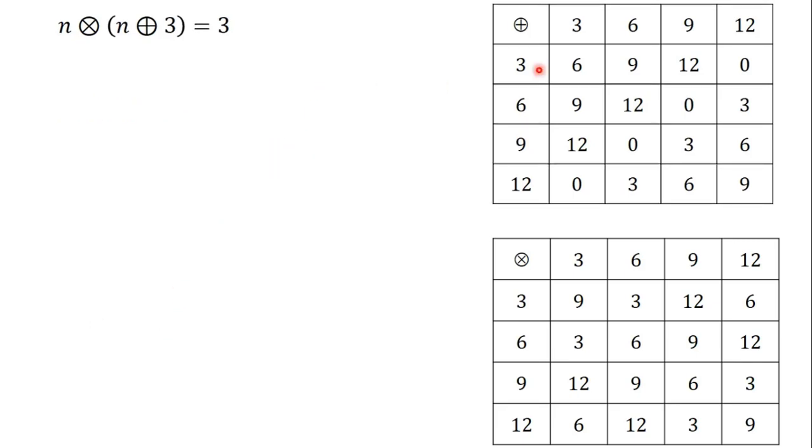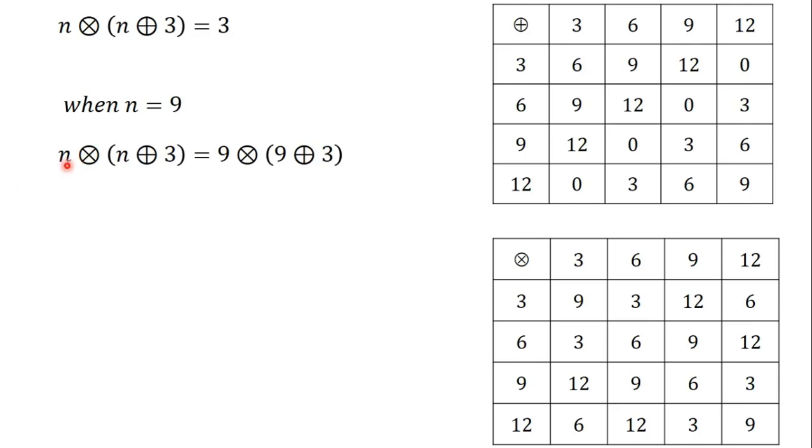Let's try out the next number, which is 9. When n is equal to 9, the expression n times into brackets 9 plus 3 will become 9 times into brackets 9 plus 3. 9 plus 3 from the addition table is 12. So you have 9 times 12. Let's find 9 times 12 from the multiplication table. From the multiplication table, 9 times 12 is 3.